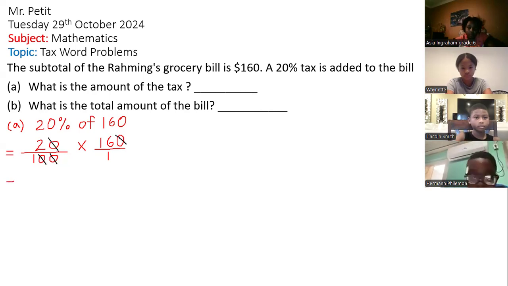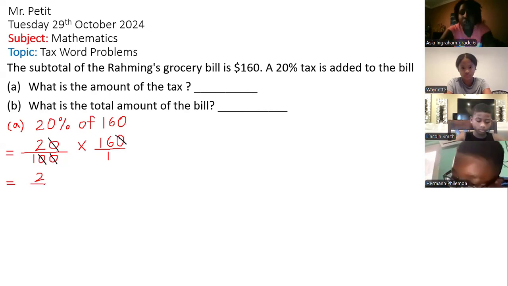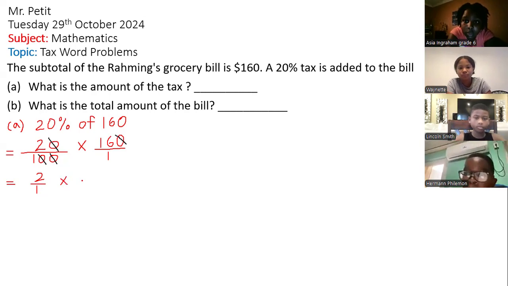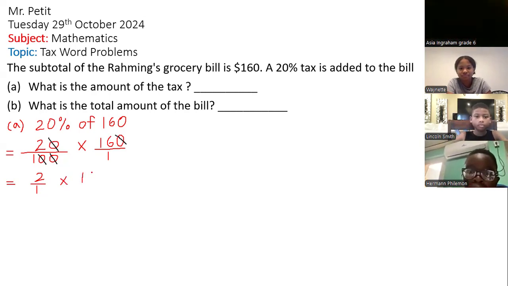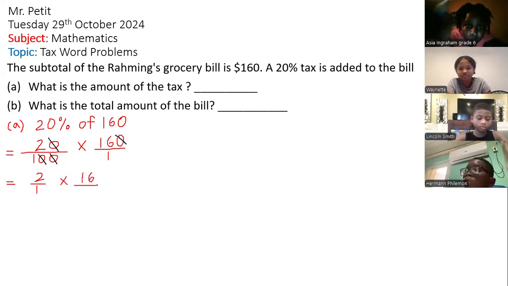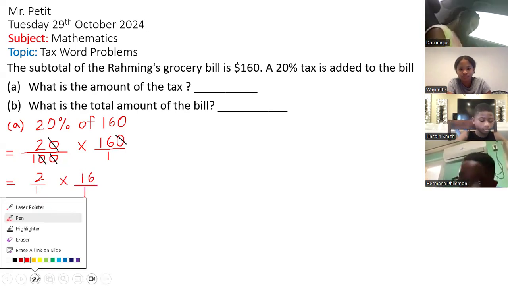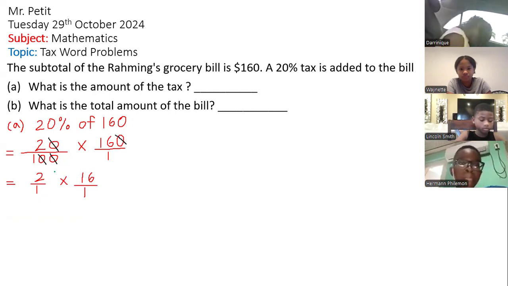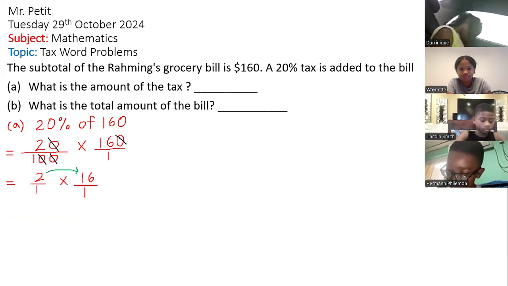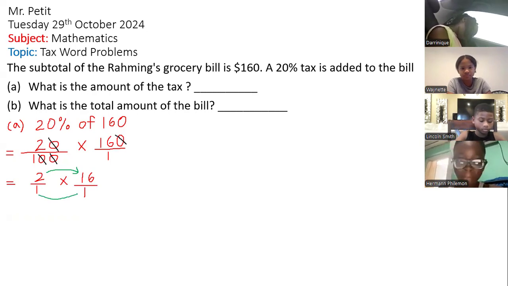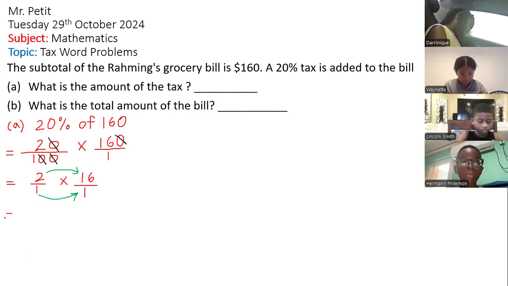So it's gonna be equal to what? 2 over 1 multiplied by 16 over 1. Very good. All right, and now we're just gonna multiply. We're gonna say 2 times 16 and 1 times 1. So it's gonna be equal to what is 2 times 16?